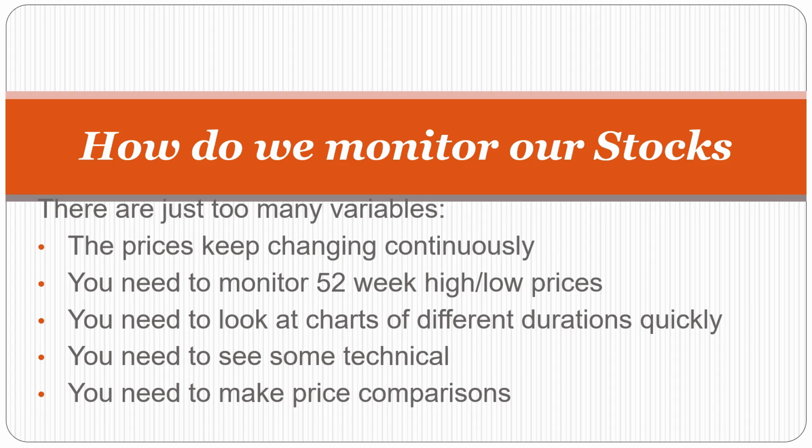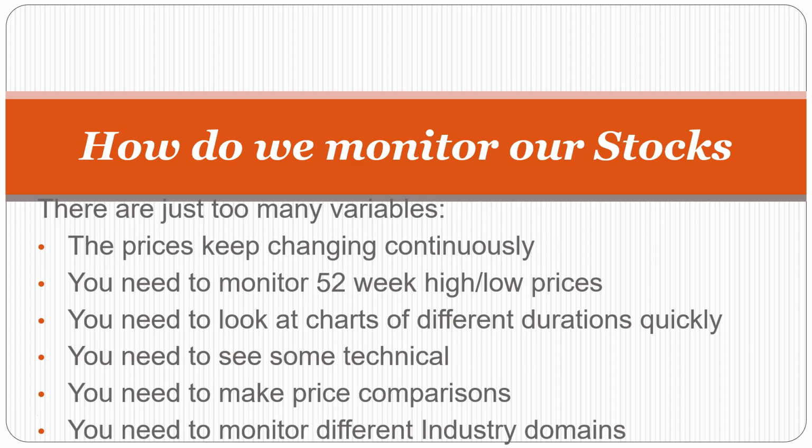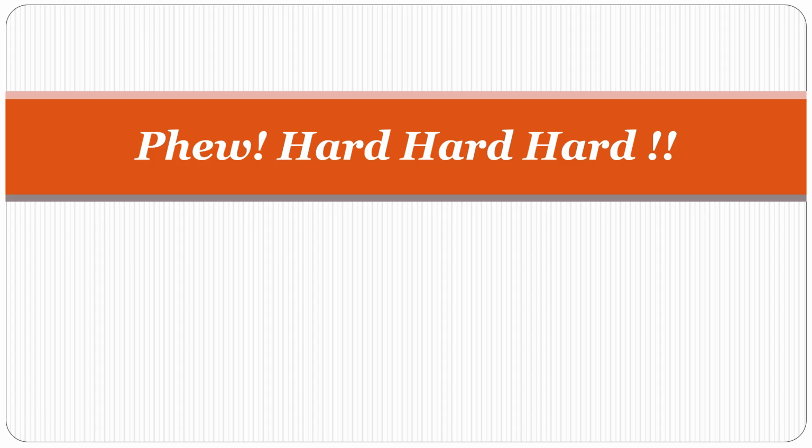Once we know what stock today, what are the stocks out of my 50 good stocks that I like, 100 good stocks that I like, which stock should I work on today? If I know this within 10 minutes, then I'm straight into my trading, right? You also need to monitor different industry domains. You can look at cannabis stocks, you can look at healthcare stocks, you can look at tech stocks. So there are different industries to monitor, right? All of this adds to the problem.